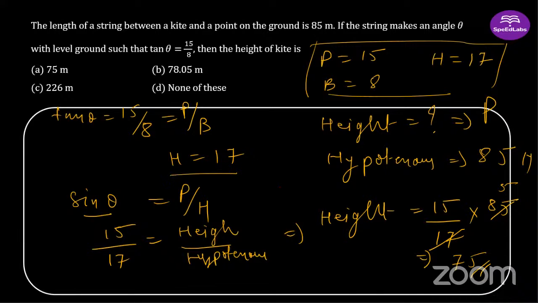Sir, from where did you get 15? See, when we compare tan theta with P by B, we got the value of P and B, and then H we found by Pythagoras theorem.